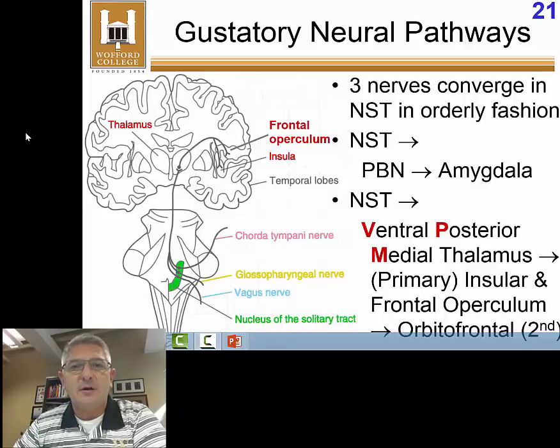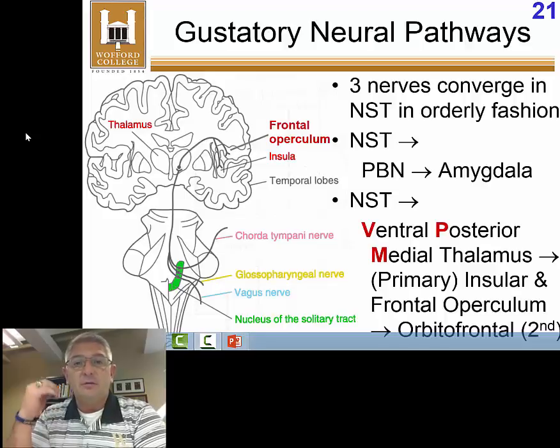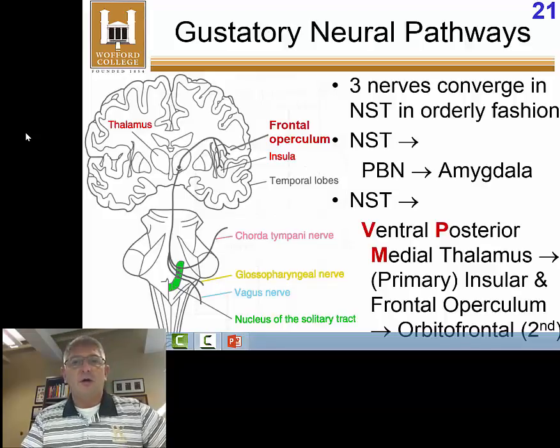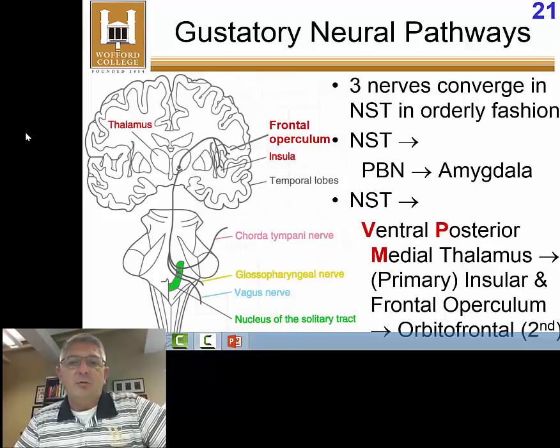So we finished by talking about the pathway in the bottom-up signaling process, where the nerves come into the NST and travel up to either the PBN and amygdala for the emotional content of the taste stimulus, or to the primary taste pathway through the VPM of the thalamus up to the primary insular cortex, and then the secondary OFC for flavor.